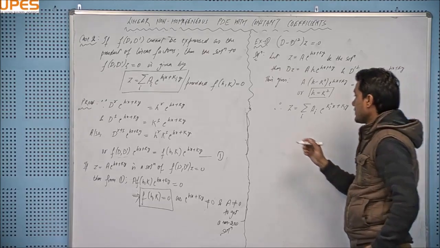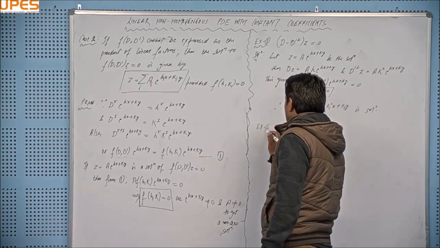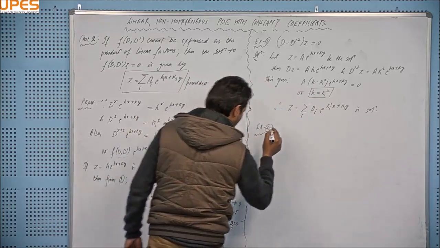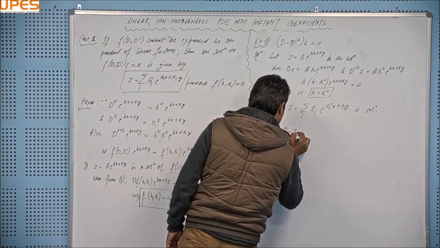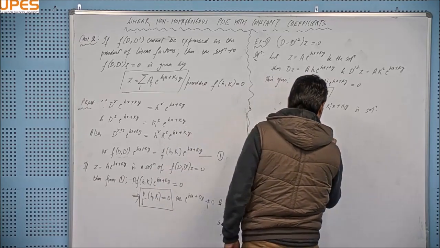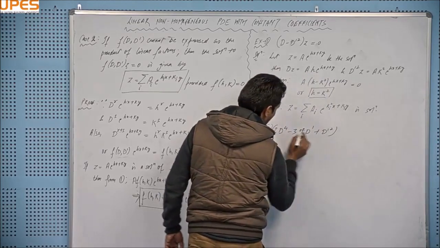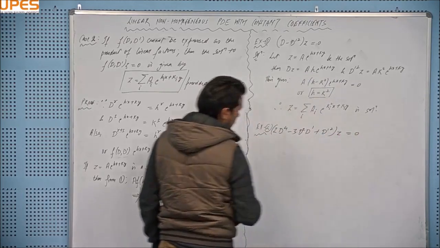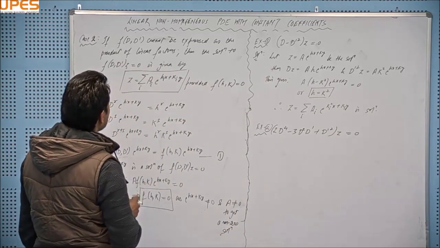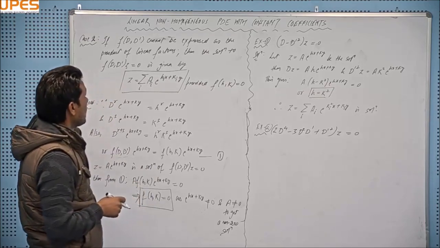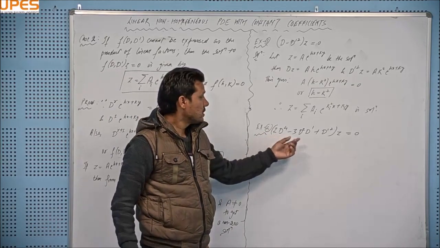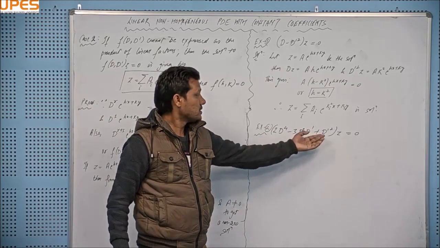Then taking second example number 2. Let me write it: 2D^4 minus 3 D square D dash plus D dash square z is equal to 0. Then first you notice that it is a non-homogeneous equation because this is fourth derivative with respect to x, third mixed derivative, third order, and this is second order.